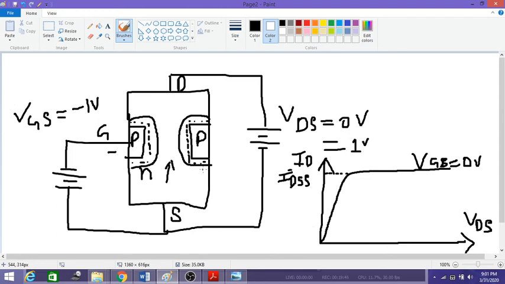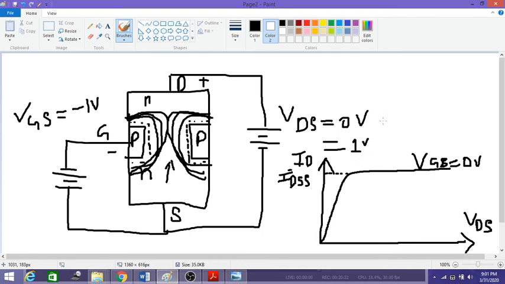Now in this case, VGS is equal to minus 1 volt. What will happen? Because there is already an increased width of the depletion region, as you increase VDS from 0 to 1 volt, there is a further increase of the depletion region. As you increase from 1 to 2 volts, current also increases, and along with that the depletion region also increases near the drain, because it is reverse biased due to the positive potential near the drain, and this is n-type material. That is why there is more depletion region near the drain side compared to the source side.